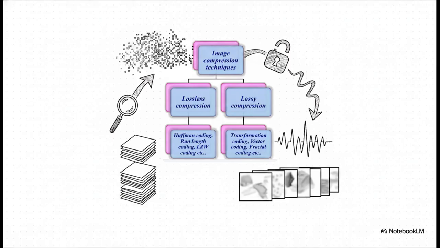Now, compression fundamentally splits into two major families. First, we have lossless compression techniques. These include things like Huffman coding, run-length coding, and LZW coding. Then on the other side of things, we have lossy compression, which relies on techniques like vector coding, fractal coding, and, most importantly for our journey today, transformation coding.